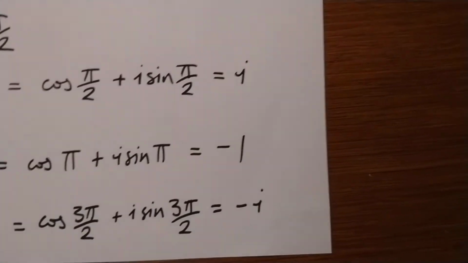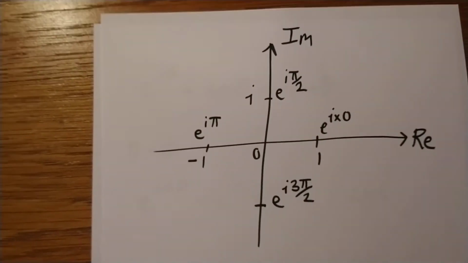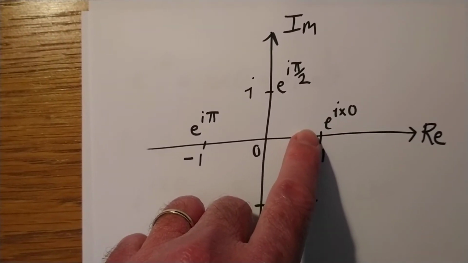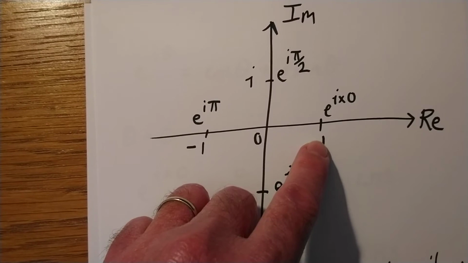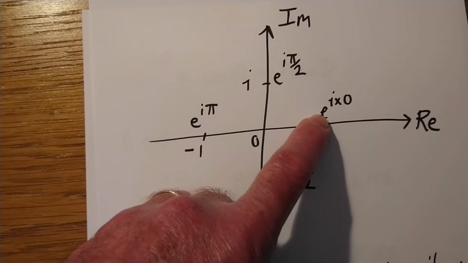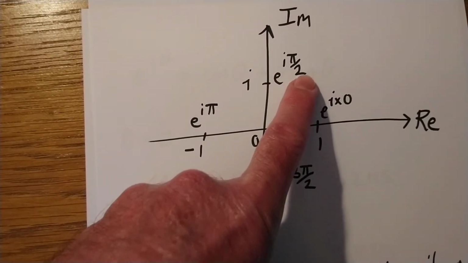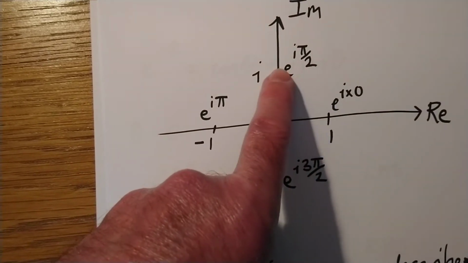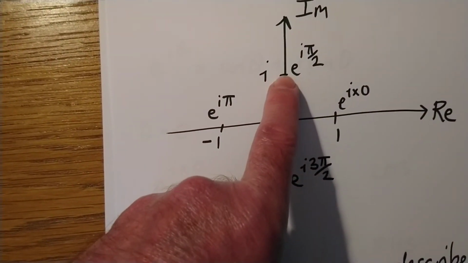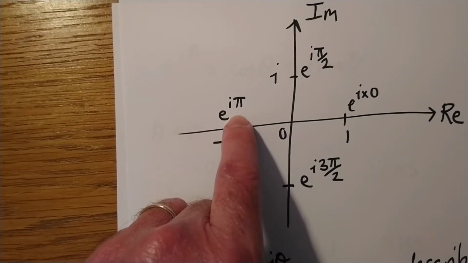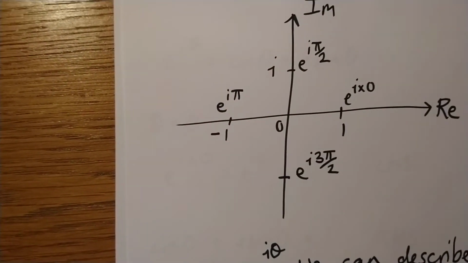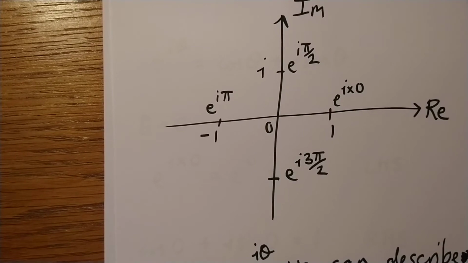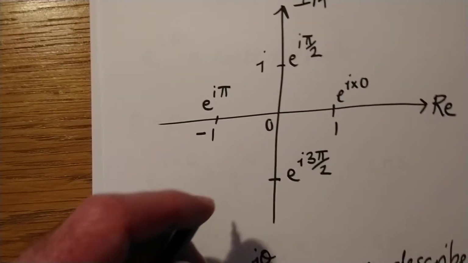So let's take a look at those 4 on the Argand diagram. So we've got e to the i multiplied by 0 here, that's equal to 1. If we go to e to the i pi over 2, notice the argument of that would be pi over 2, and the value is i. e to the i pi is negative 1, and e to the i 3 pi over 2 is minus i.